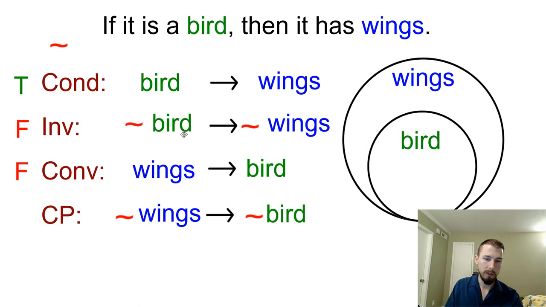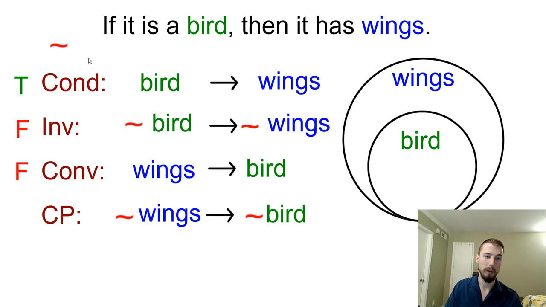So if it's not a bird, it doesn't have wings. No, that's not true because there's things that have wings that are not birds, right? And then if it has wings, does it have to be a bird? No, that's not true either. So the inverse and the converse are actually logically equivalent statements. So if the inverse is false, that means the converse has to be false as well. And if the inverse is true, that means the converse has to be true as well automatically. And that's actually pretty stinking cool.